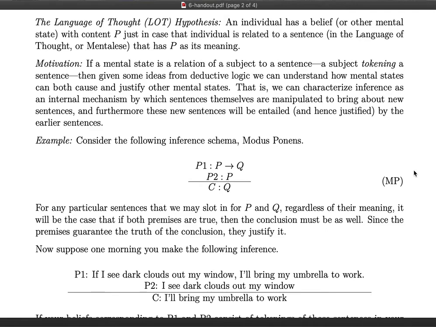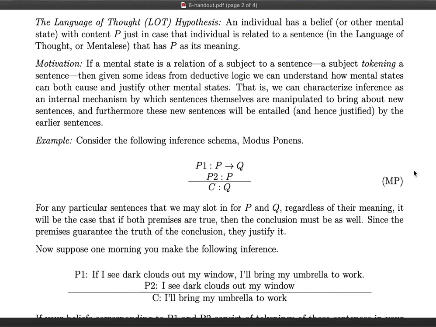So again, a token sentence is a particular use of a sentence. It's a sentence type that has been used on a particular occasion. Okay, so the idea is that for someone to have a belief, say, involves that person tokening some sentence within their mind, in a sense. Okay, and that's according to the language of thought hypothesis what it means to have a belief. It's to token a sentence inside of your head.